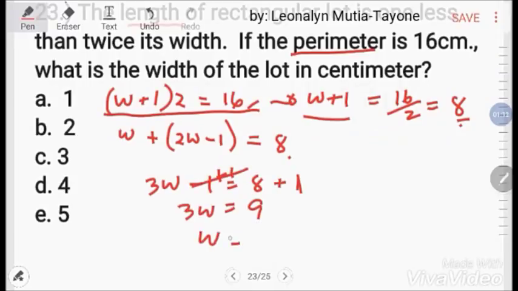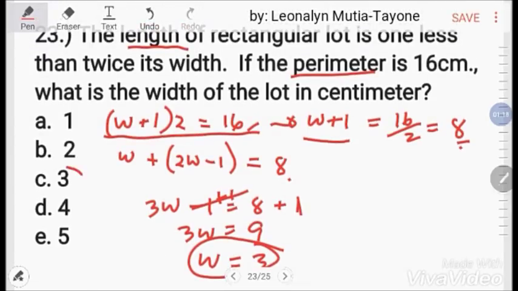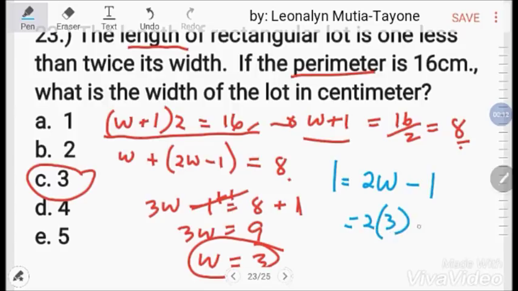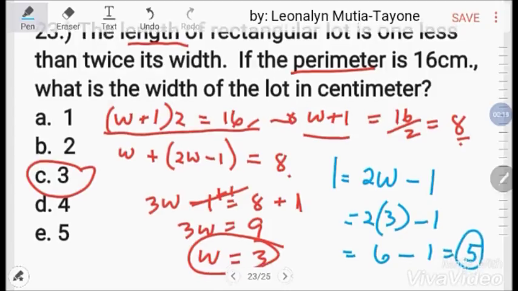9. W equals 9 divided by 3, which is 3. So, ang width niya ay 3 centimeters. I-check natin. Ang length niya ay equivalent sa twice ng width minus 1. So, 2 times ang width niya ay 3 minus 1. 6 minus 1 is equals to 5. So, ang length niya ay 5.